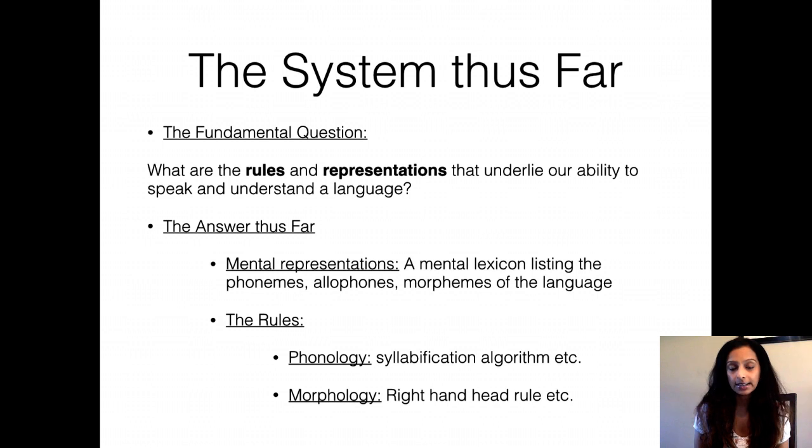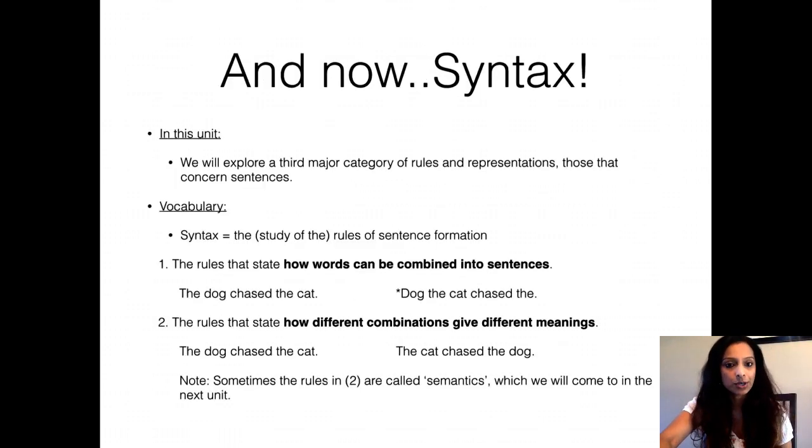Just as a reminder about the question that we have been interested in this entire semester, we have been asking the question, what are the rules and representations that underlie our ability to speak and understand a language? And we've kind of answered it post-midterm with mental representations such as phonetics and IPA, with phonology such as syllabification, and with morphology such as the right-hand head rule, etc. And now we are going to move on to a little bit more complicated and complex process that happens with language, and this is syntax.